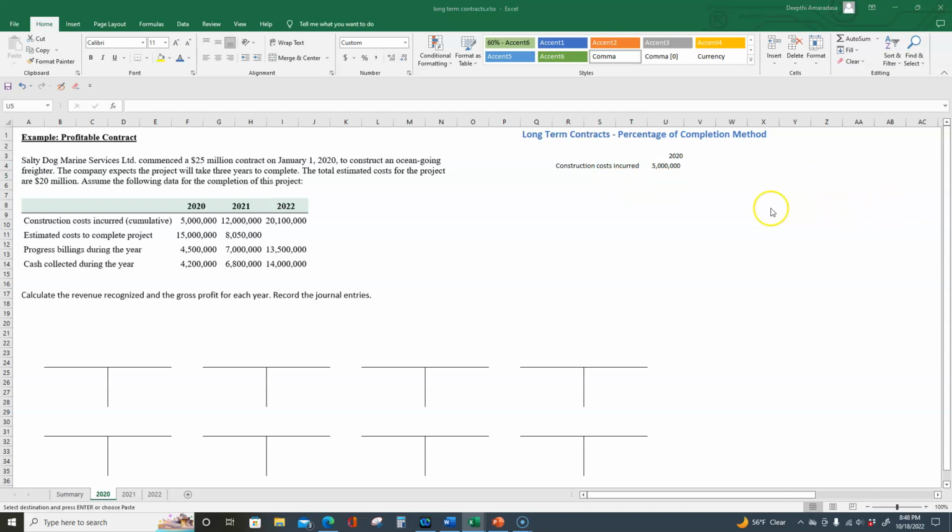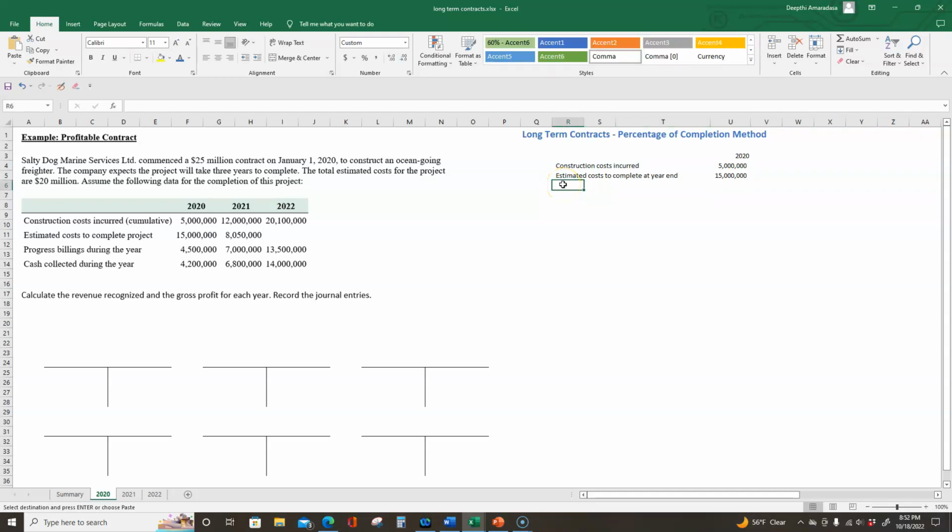The next one that we're going to need is something called estimated cost to complete at the end of the year. Let me go ahead and make that column bigger. So estimated costs to complete. We've got 3 years as the estimated time to complete this project, and we're still at the end of 2020. So we've got 2 more years to go. How much do we estimate it's going to take to complete this project? Well, again, that's given in the question. The estimated cost to complete the project is 15 million. So I'm just going to enter 15 million here.